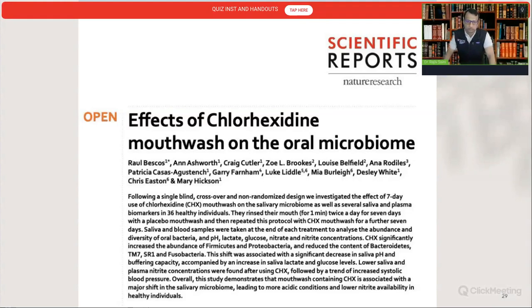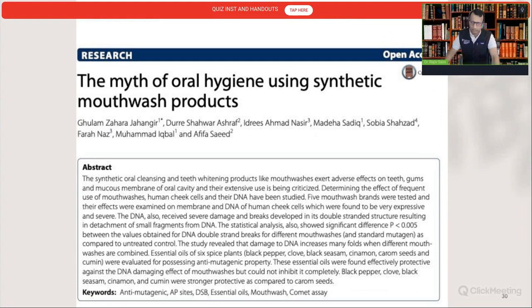Now, there is a lot of data. This is one study published in Nature that mentioned that chlorhexidine affects the oral microbiome. So now we are discussing some science here, like why the regular oral care products do not work. Let me share another study. Another study published in a Springer journal, a very well respected publication house, mentioned that oral hygiene based on synthetic products disturbs the oral microbiome.